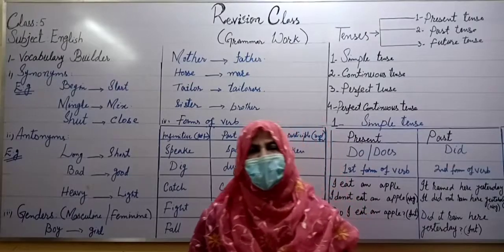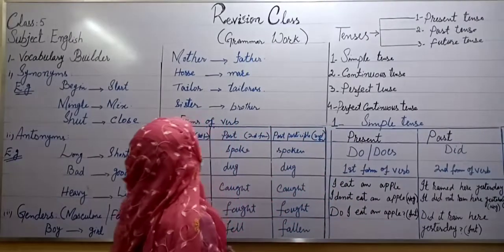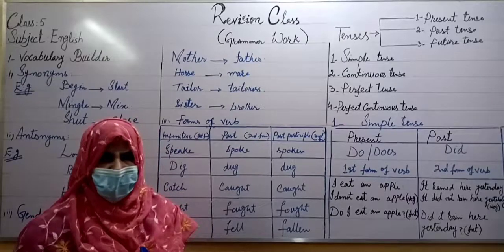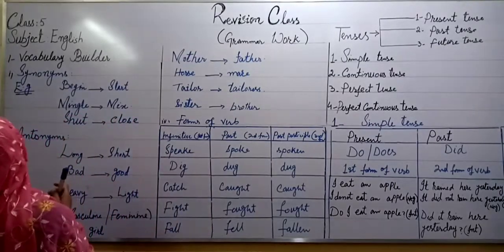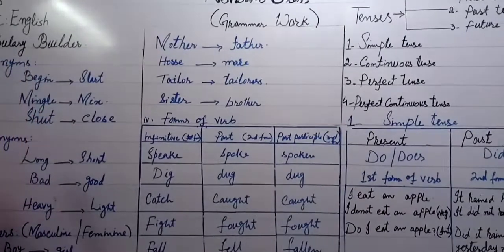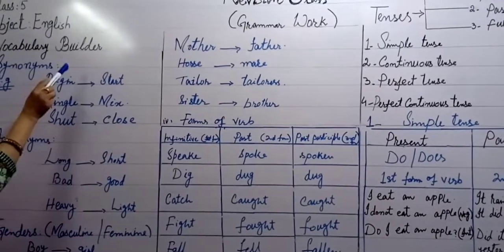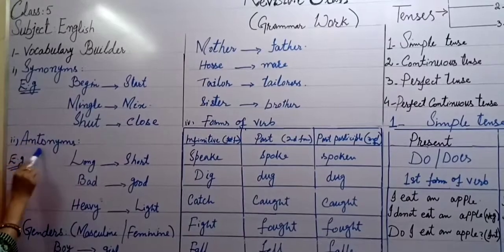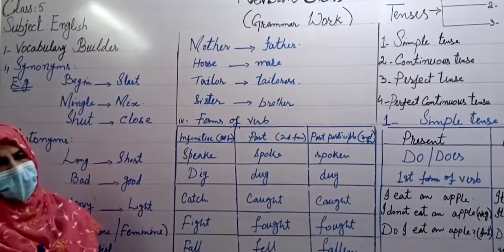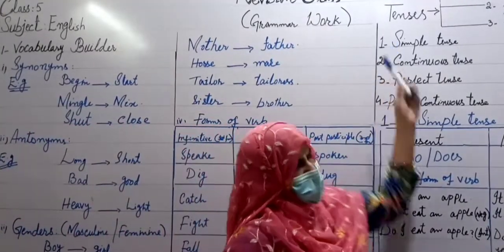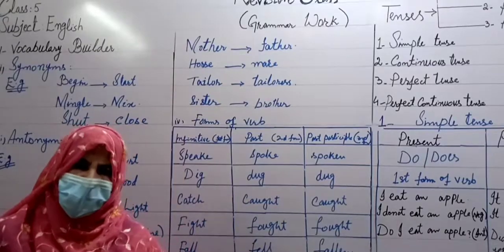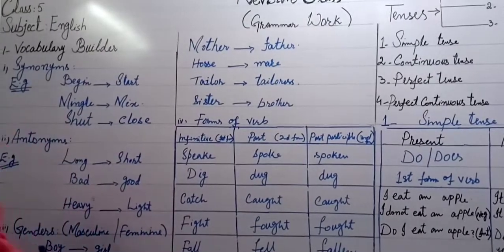I am here to take your revision class. In today's revision class, beta, we will revise grammar work. In grammar work, first we will start from vocabulary builder. The topics of vocabulary builders are synonyms, antonyms, genders, forms of verb. And our next topic is tenses. These topics of grammar work we will revise today. Let's move towards the board.